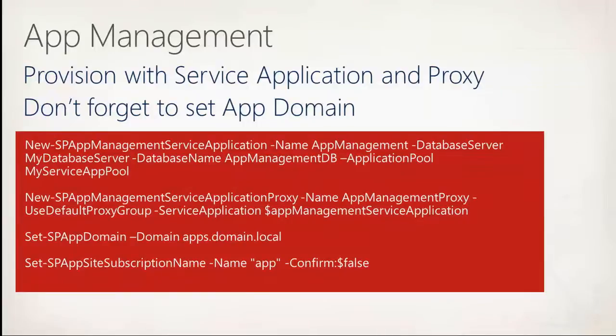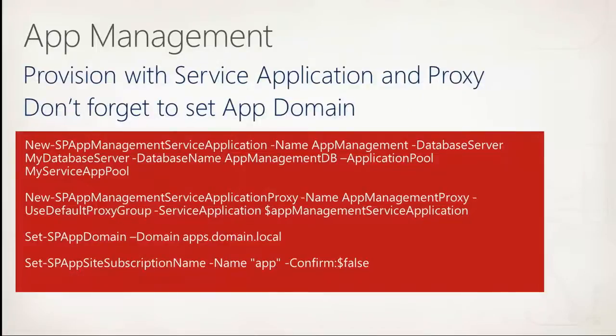So you create the service application, create the proxy, then you call Set-SPAppDomain and Set-SPAppSiteSubscriptionName. The app domain is the kind of wildcard suffix that goes onto your domain, or whatever domain you want to host those apps. For example, I have apps.domain.local. And then Set-SPAppSiteSubscriptionName is what is on the prefix of the URL. So effectively, it'll be app-some GUID, and then it'll have that.